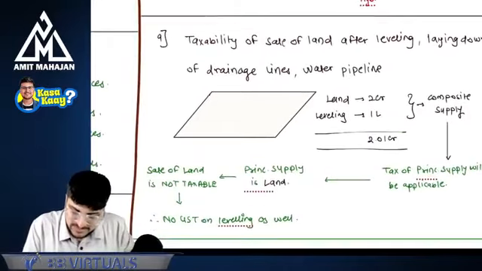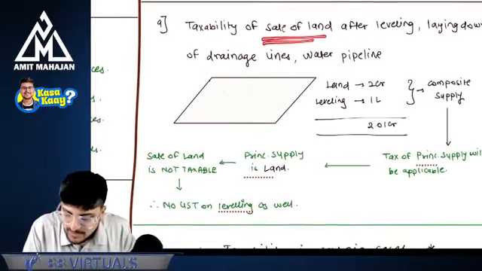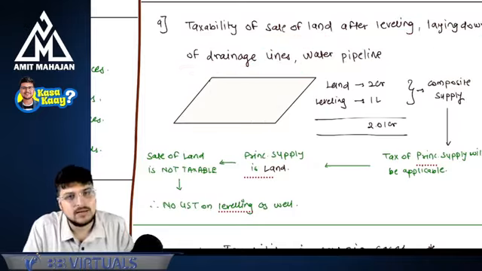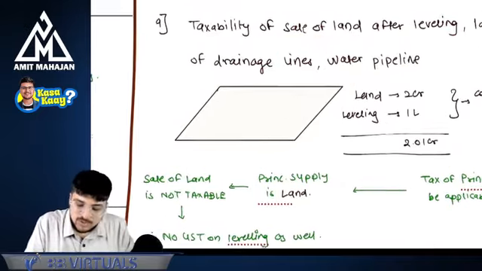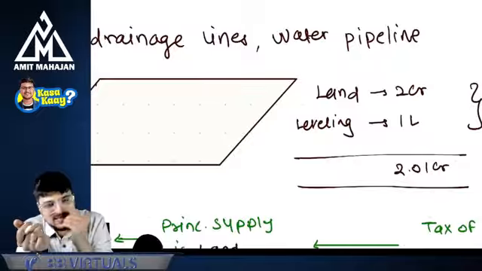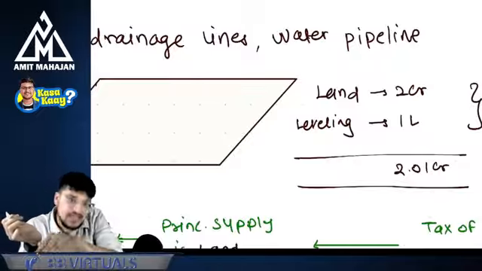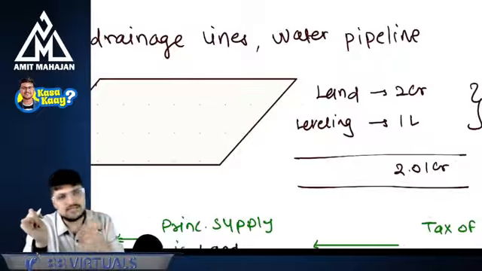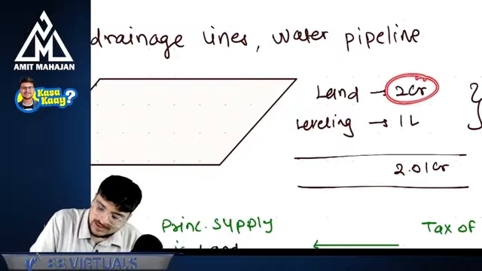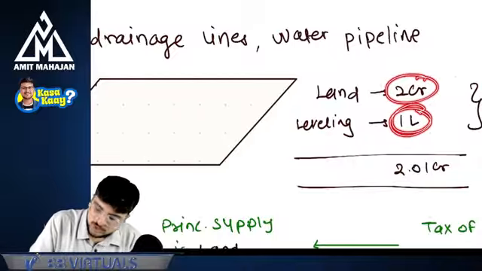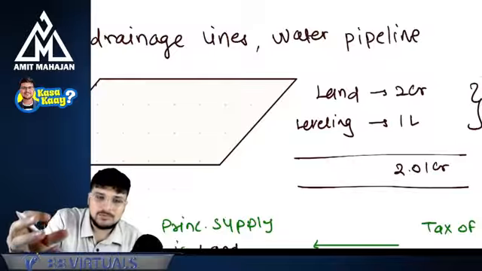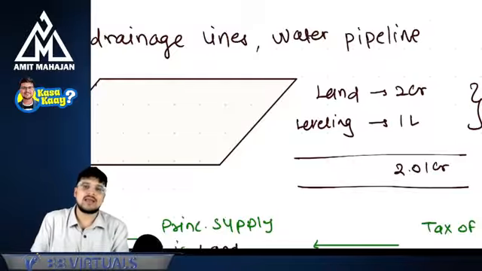Okay. The next part is taxability of sale of land after leveling, laying down of drainage lines, water pipeline, etc. Let's take an example. I sold one land and that land is worth 2 crores. But while selling the land, the buyer said, I want the leveling service of that land as well. I said, no problem, I will charge 1 lakh more. So the value of land was 2 crore and the value of leveling was 1 lakh, so it is 2 crore 1 lakh rupees. Correct? So what will be the taxability of this 2 crore 1 lakh?